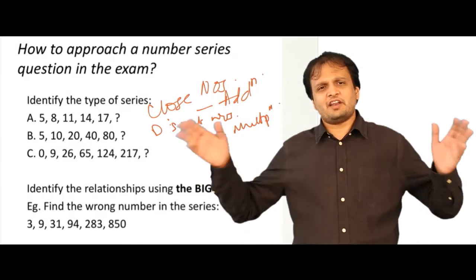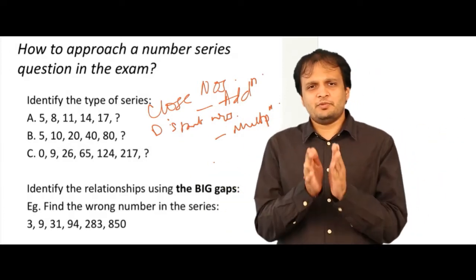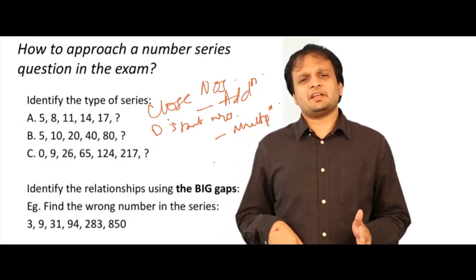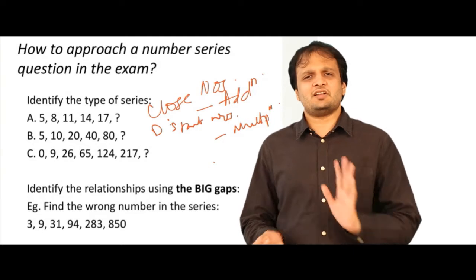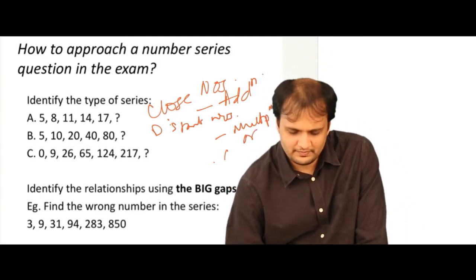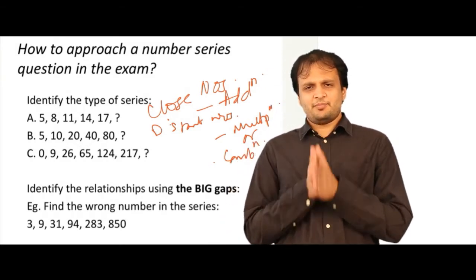So if the numbers are far away, suppose it gets even bigger, you definitely give a shot to multiplication series. And it may not be pure multiplication, then it will be a combination of multiplication and addition. So if it is not multiplication, then it will be a combination. Just remember this. This is very important.